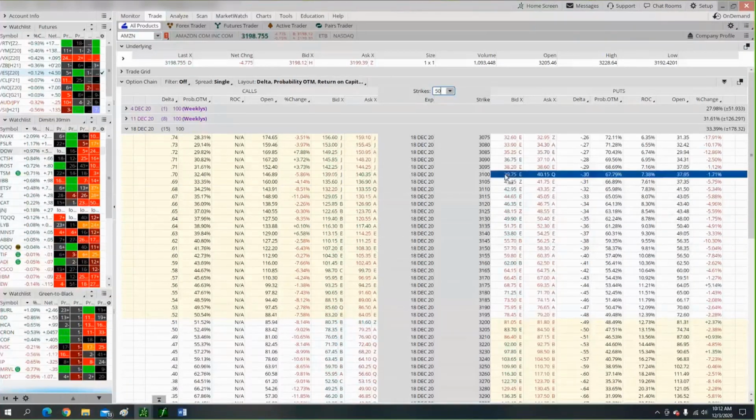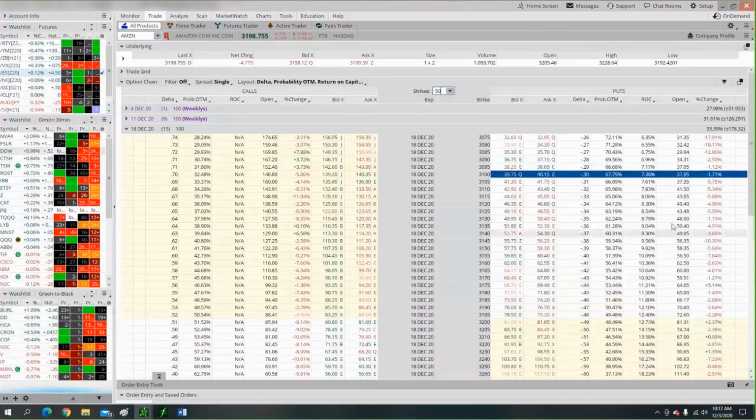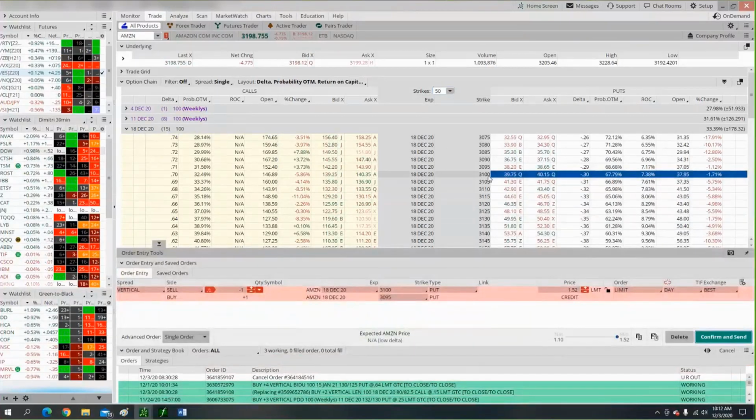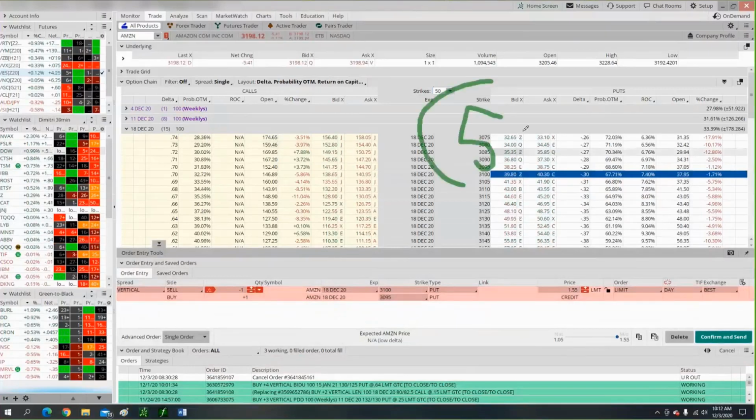I would right click. I'm not going to do it now. Sell vertical. I would sell the 310 and I would buy the 3095. That creates a $5 wide vertical spread.